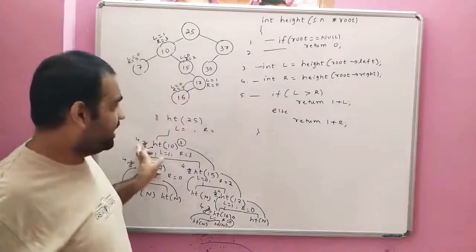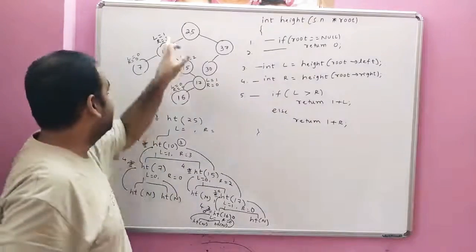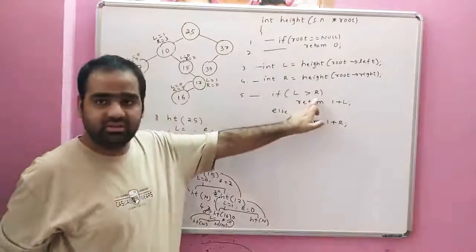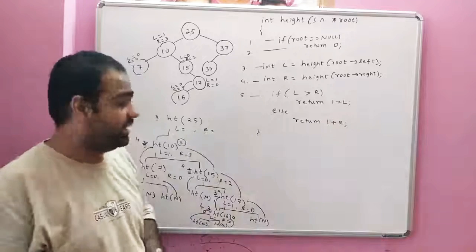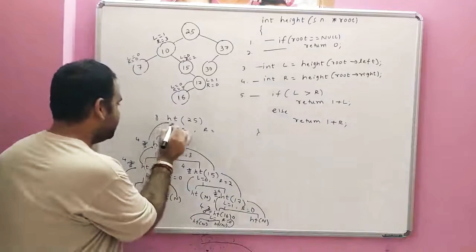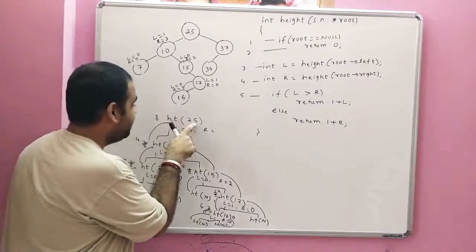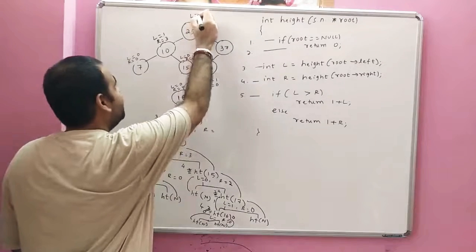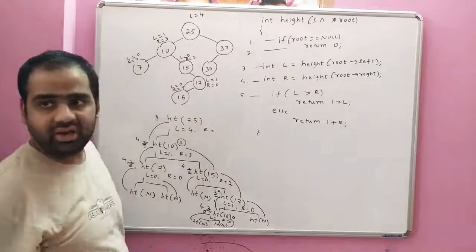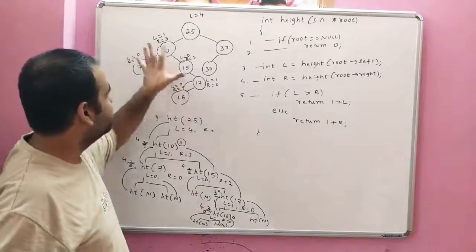Now, line number 4 is done. Execute line number 5. 1 and 3. 1 greater than 3 is false. Return 1 plus 3. And what is 1 plus 3? 1 plus 3 is 4. Where do you return 4? To line number 3. It means at 25, the left height is 4. Right? The left height is 4. 1, 2, 3, 4. Left height is 4.